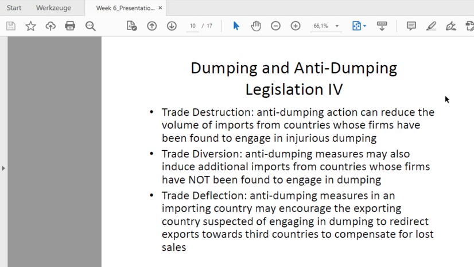And the third case would be anti-dumping measures in an importing country that may encourage the exporting country suspected of engaging in dumping to redirect exports towards third countries to compensate for lost sales in the country where anti-dumping measures are in place. So this is called trade deflection. So we have to take a look at the behavior of firms and governments in this case, and we have the possibility of trade destruction, trade diversion, and trade deflection, in addition to the strategies that we have already mentioned.